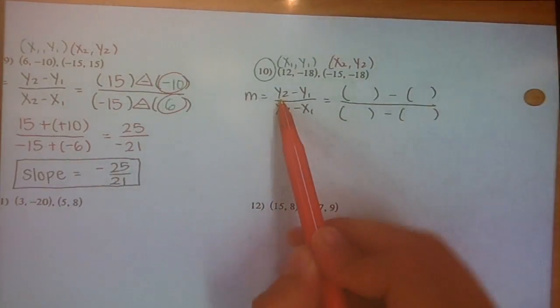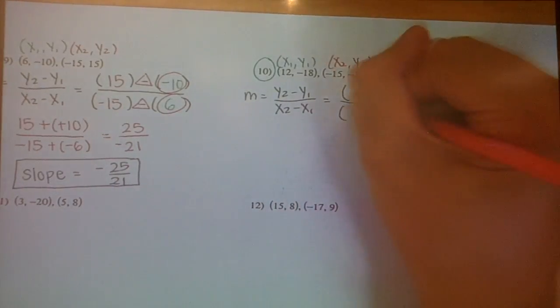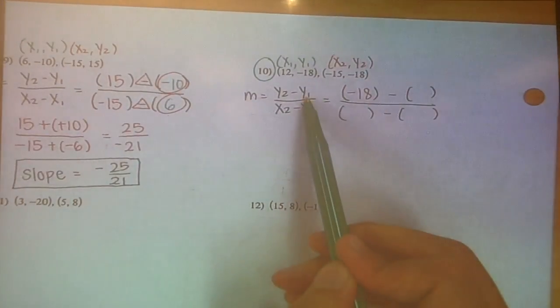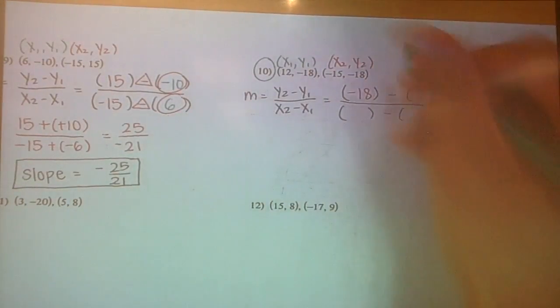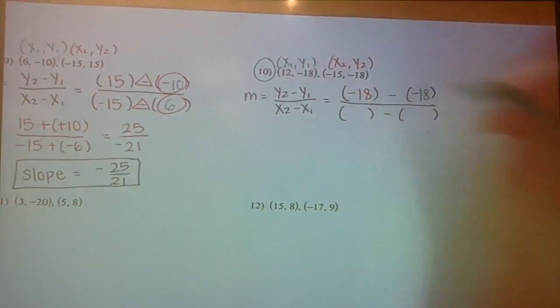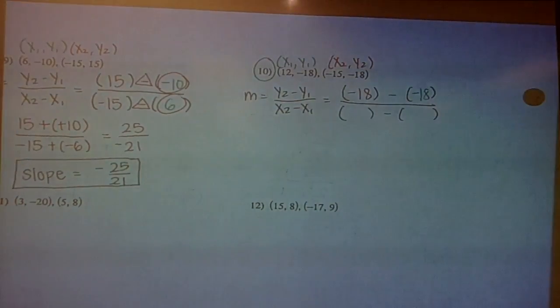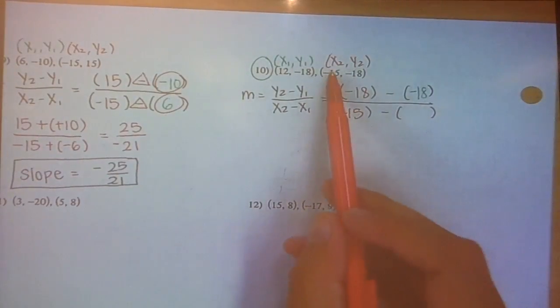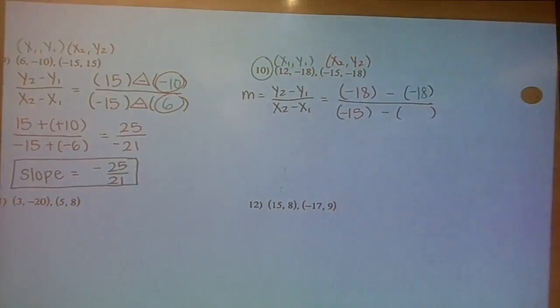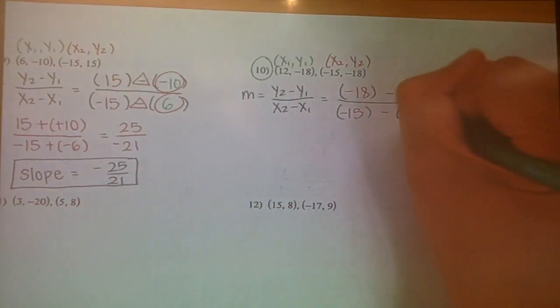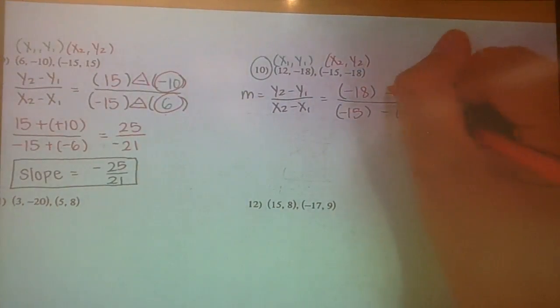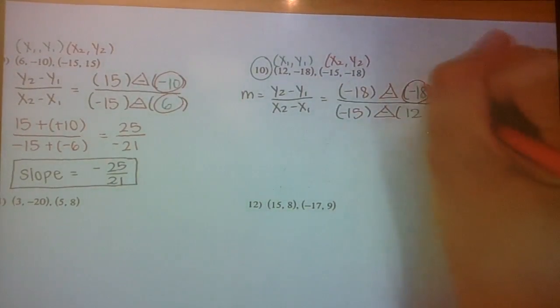Okay, so I start with y2. y2 is negative 18. Minus y1. y1 is negative 18. Then x2 is negative 15. Minus x1 is positive 12. So I'm going to change to addition and take the opposite of the second number.